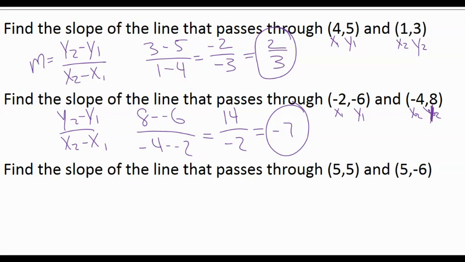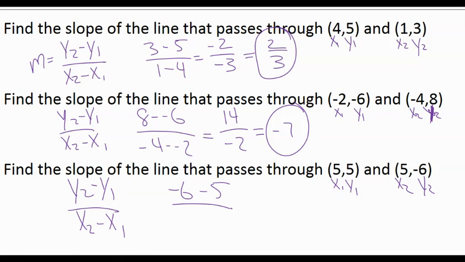Find the slope of the line that passes through 5, 5 and 5, -6. All right, I want you to try this one on your own. So pause it, try it, and then unpause. Okay, so same formula here, y2 minus y1 over x2 minus x1. I'm going to label my points here. So I'm going to have -6 minus 5 on top, 5 minus 5 on the bottom. So that'd be -11 over 0.